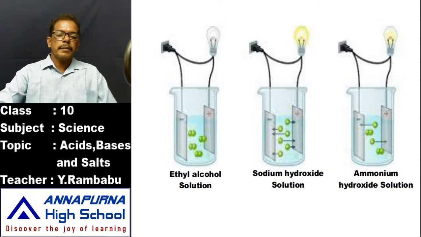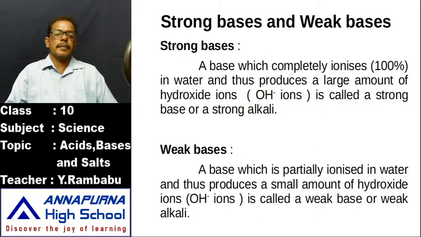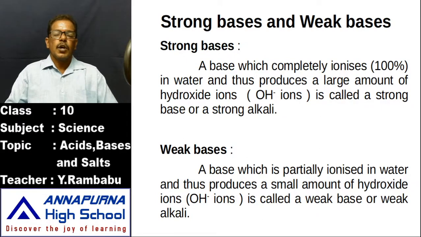Okay. Then how do you define these weak bases? A base which is partially ionized. That means its ionization extent is less than 100%. It produces a small amount of hydroxide ions. A base which produces a small amount of hydroxide ions is called a weak base.